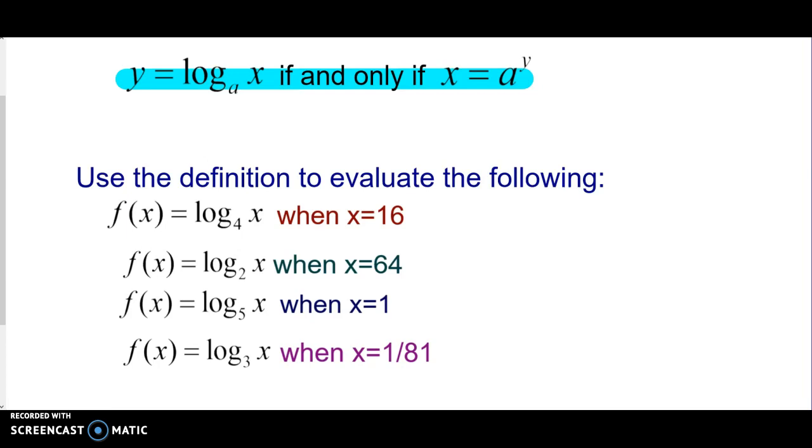But anyway, using this definition, I want you guys to evaluate the following. If f of x equals log base 4 of x, what does f of x equal when x is 16? And so on. I want you guys to try these on your own and think about this. Okay, so go ahead, put me on pause.